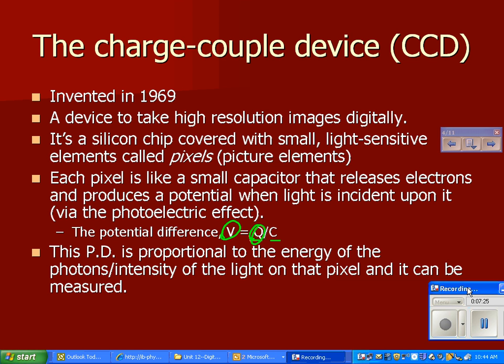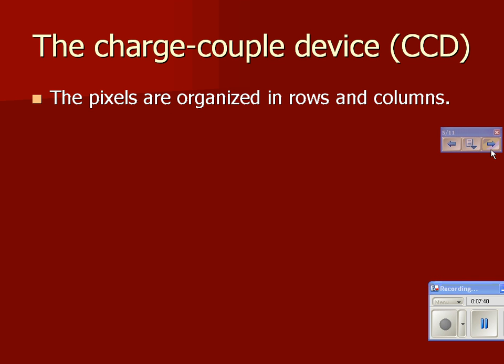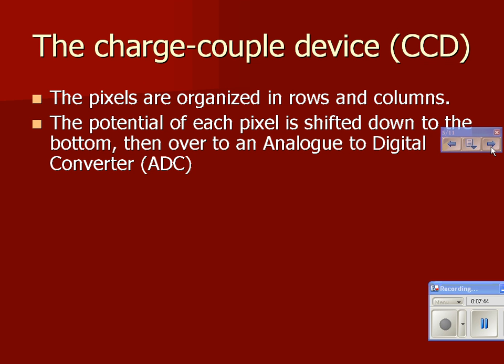Because if you have lots of little squares, you've got lots of photons hitting it, different intensities, different amounts of photons. Each little pixel will have a different voltage. Okay? So the pixels are organized in rows and columns, right? The potential of each pixel is shifted downward. Okay? So imagine you have your chessboard here, and you open up your shutter so that each pixel receives some light, and voltages are recorded.